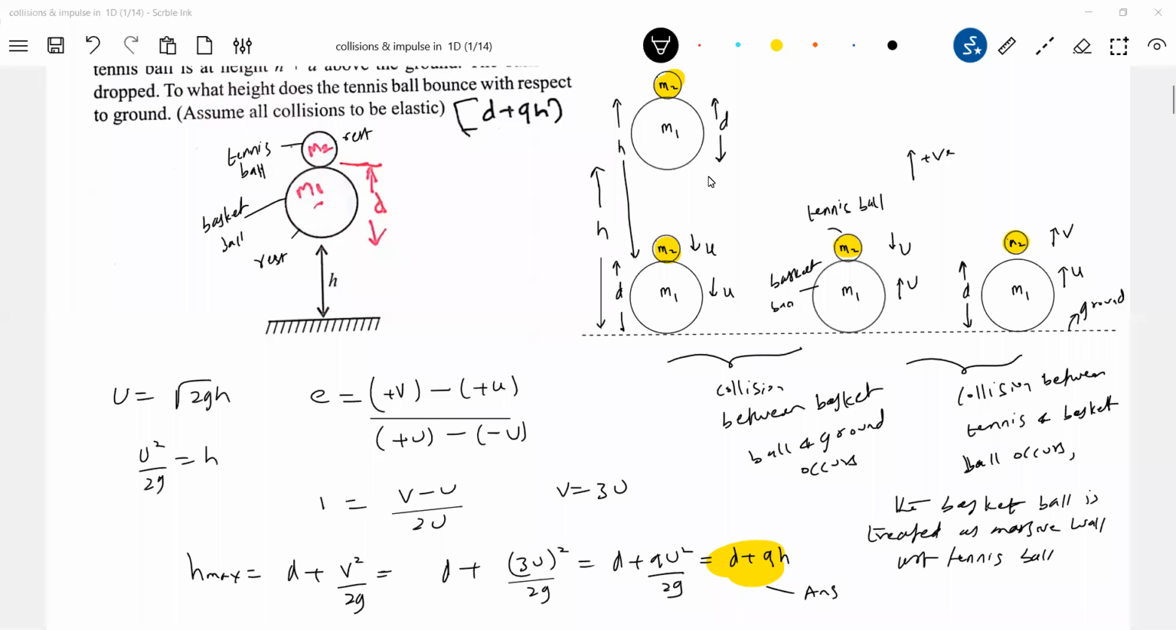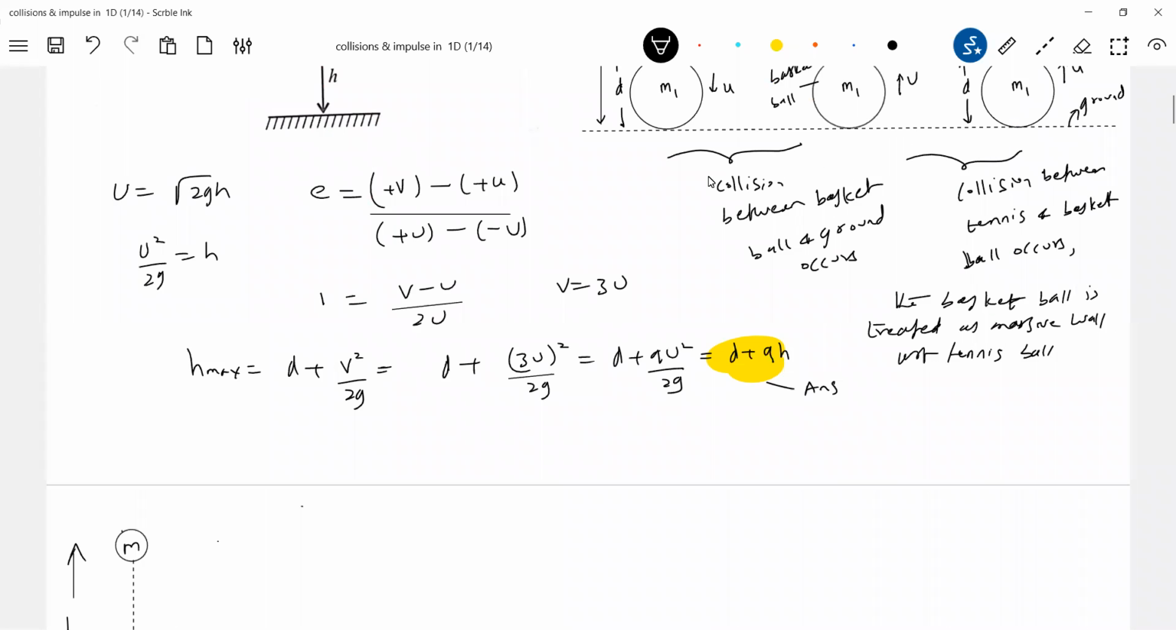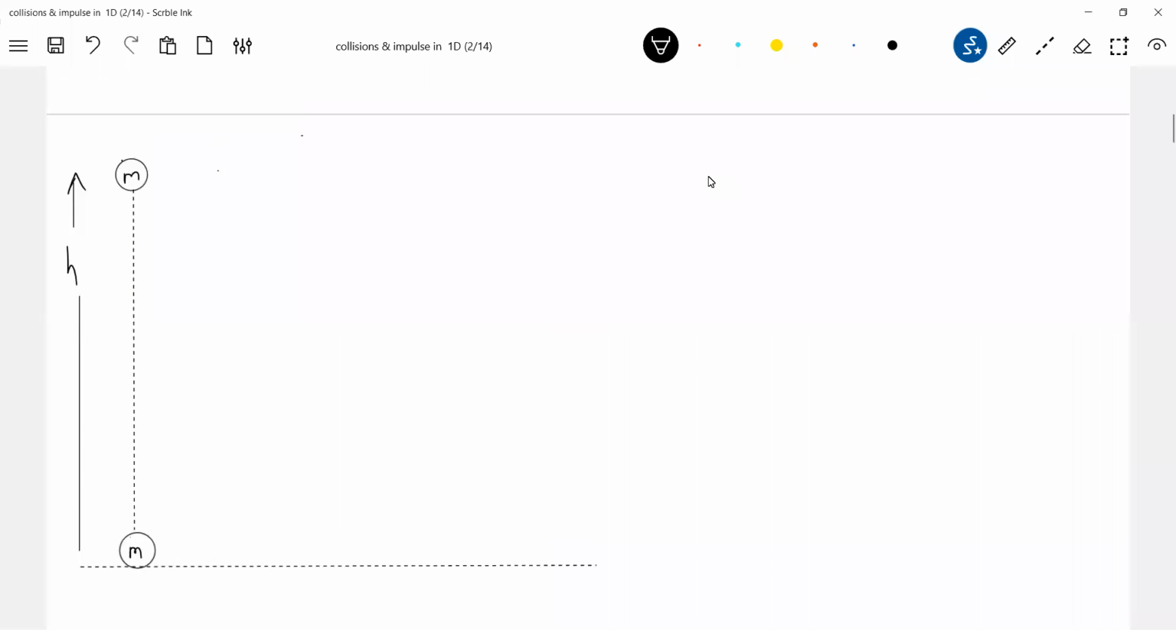So first collision we have to discuss. They'll be in contact because I released it. No, so they'll be in contact. First collision occurs between the basketball and the ground. Then the basketball will change its direction of motion. Then the collision occurs between the tennis ball and the basketball.